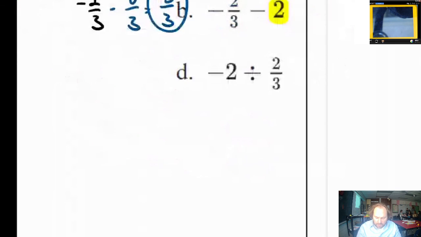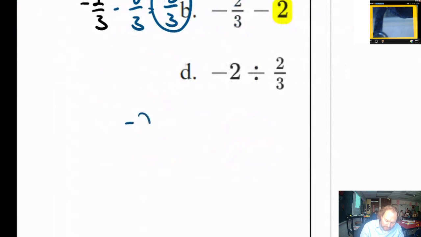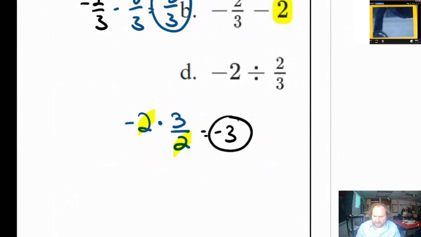And on question D, we've got negative 2 divided by 2/3. This is negative 2 times 3 over 2. And what I really want you to see there is that the 2 and the 2 are actually going to cancel out, leaving negative 3 for the final answer.